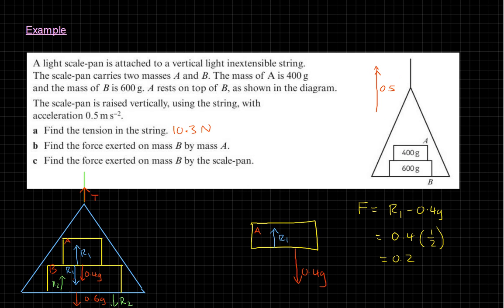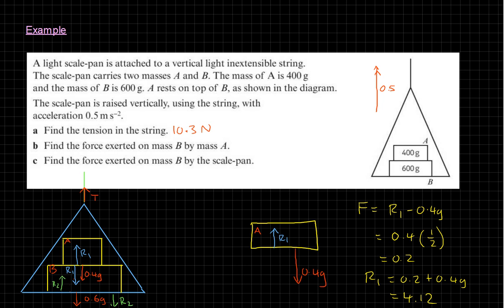So now we have the fact that R1 is equal to 0.2 plus 0.4G. So put that in a calculator. What's 0.2 plus 0.4 times 9.8? You get 4.12.